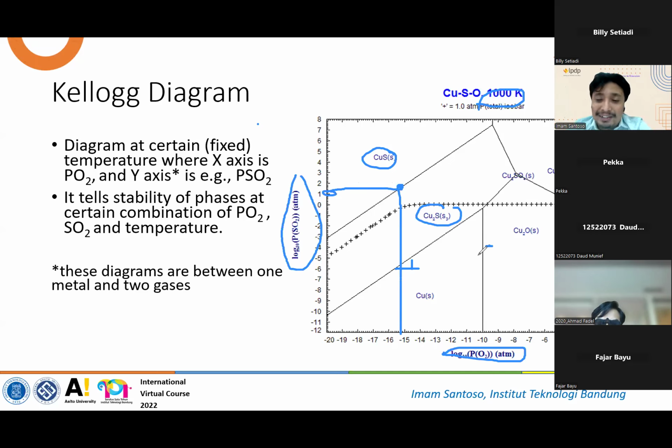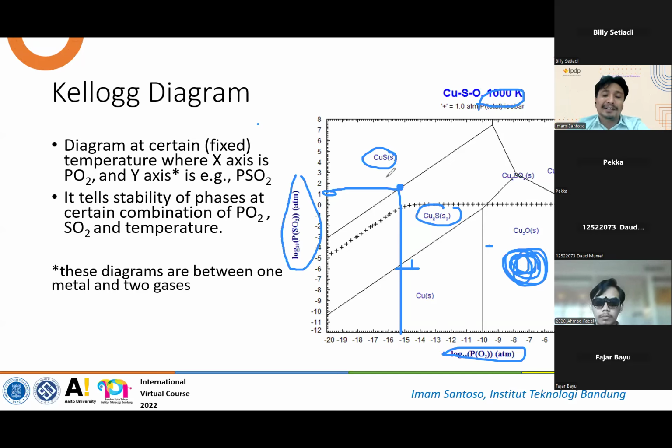If your point is, for example, in here, you can see here my cursor. This is not on the line. This is in the area of Cu2O. It means at this condition, Cu2O is stable. You will have only a condensed phase of Cu2O and other gas. No copper sulfide, no copper. All copper will become copper oxide. Okay?